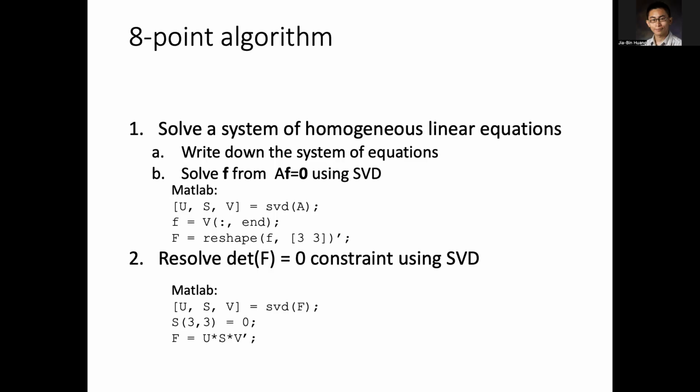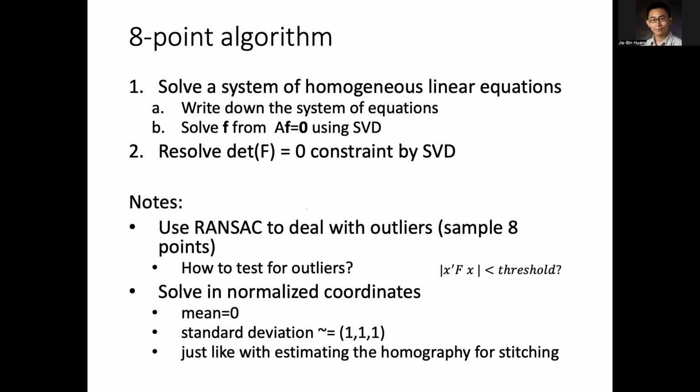Okay, so every time you sample 8 pairs, the process is like this. If you have 100 matching correspondences, every time you sample 8 of them, so basically every time you run RANSAC, you test 8 pairs, 8 correspondences, and with those 8 correspondences you solve for F with this algorithm.